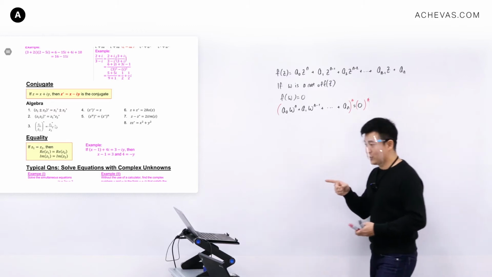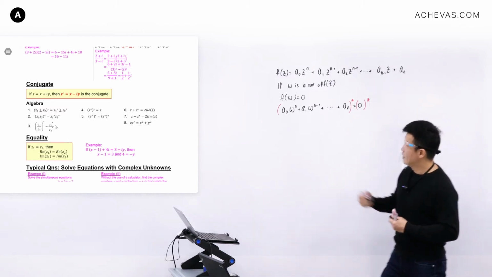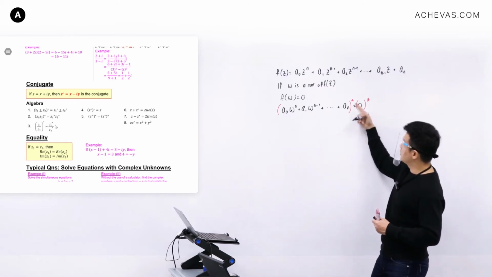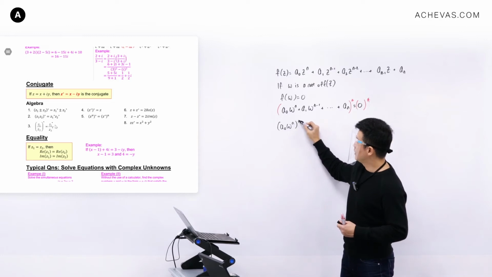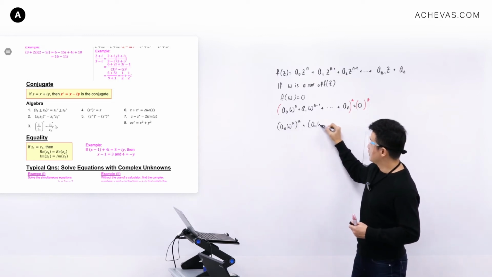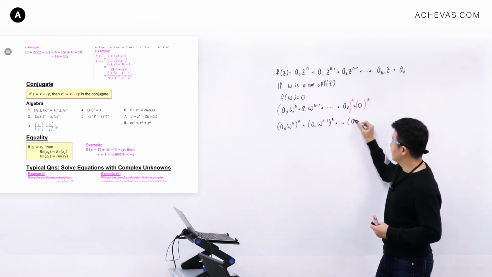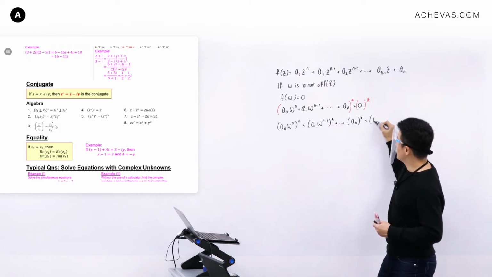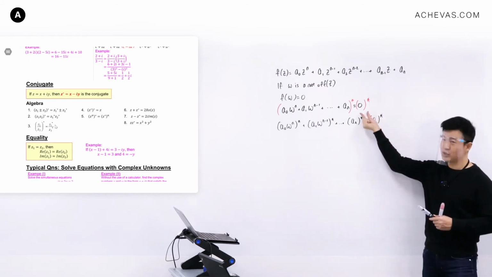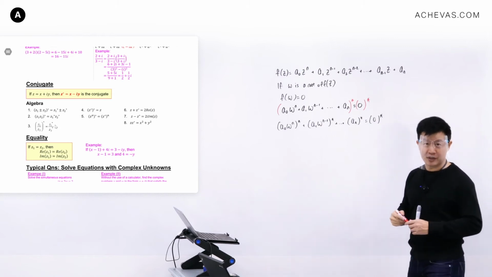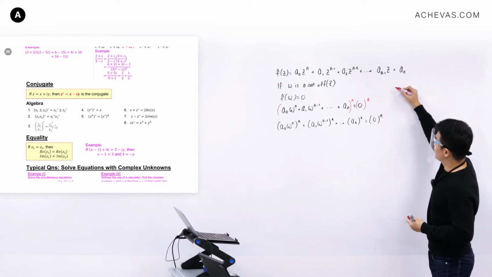So if I were to apply this conjugate thing, if I were to apply number 1, this tells me that this whole thing conjugate is going to be equal to a0 conjugate, w to the power of n conjugate, a1, w to the power of n minus 1 conjugate, all the way until an conjugate is equal to 0 conjugate. Let me talk about 0 conjugate. 0 is a real number. Just so that we can see it in a broader sense, right?